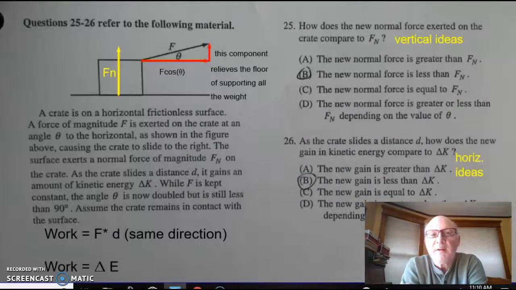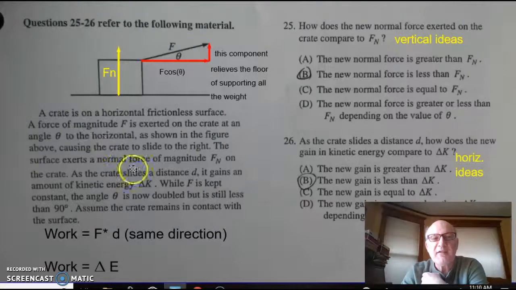Let's take a look now at questions 25 and 26. The key to understanding these two questions is to really read carefully the informational paragraph that goes along with this picture. So it says a crate on a horizontal frictionless surface is subjected to a force of magnitude F exerted on the crate at an angle theta. So they show you F and theta.